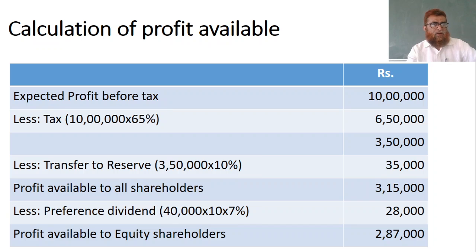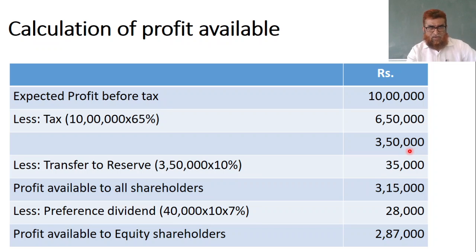See, first of all, let us calculate the profit available to the equity shareholders. As given in the problem, expected profit before tax is rupees 10 lakh. Tax percentage given in the problem is 65%, not rupees, 65%. And 10 lakh into 65% is 6 lakh 50,000. Now divisible profits available here is rupees 3 lakh 50,000.